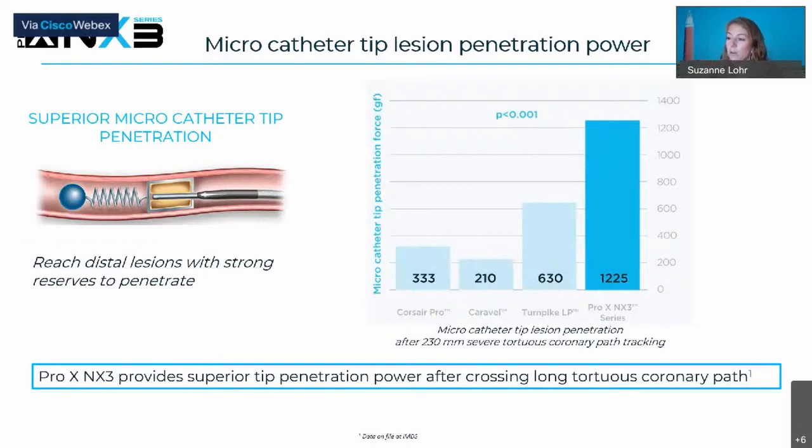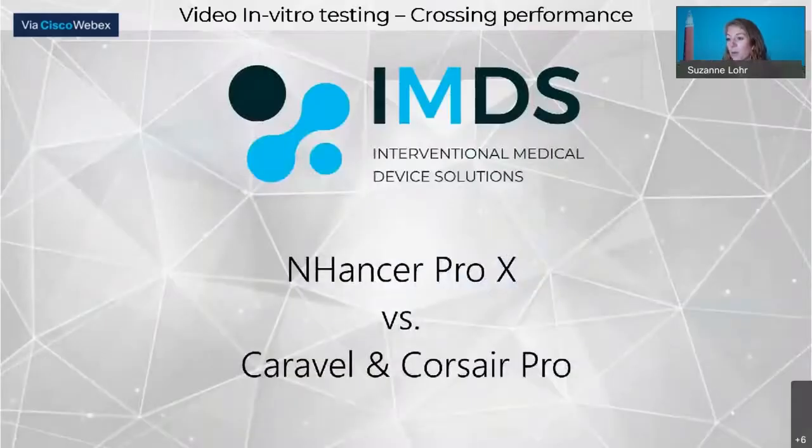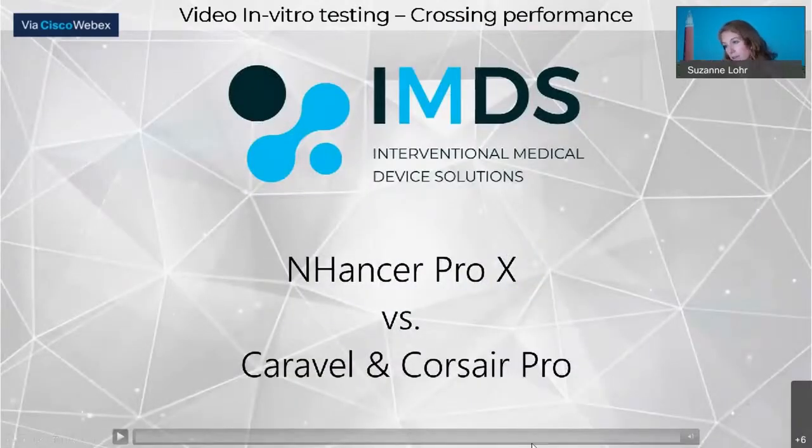The Turnpike LP is already giving quite higher penetration forces, but when we look at the NX3 series, we see that we are even two times higher than the Turnpike LP. This means that after reaching the distal lesions, the NX3 series still has strong reserves to penetrate tight lesions. I would also like to show in the next slide a movie where we tested the NX3 series of the Enhancer Pro X versus the Caravel and the Corsair Pro.